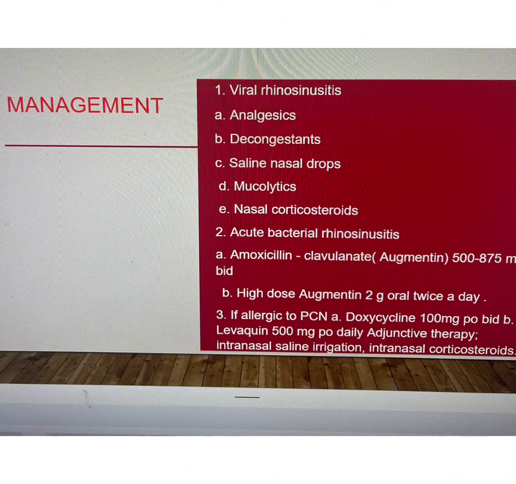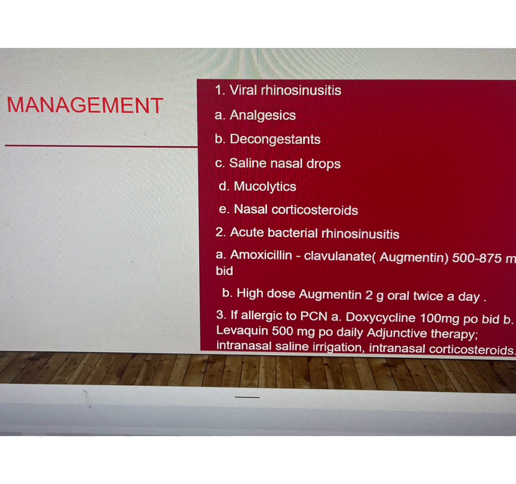Number 3, saline nasal spray, which is 2 to 3 nasal drops in each nostril BID, which is a very safe one if the patient is not very allergic. There is no allergy, and the symptoms are not severe. Mucolytics like Mucinex 1200, 1 tab every 12 hours.